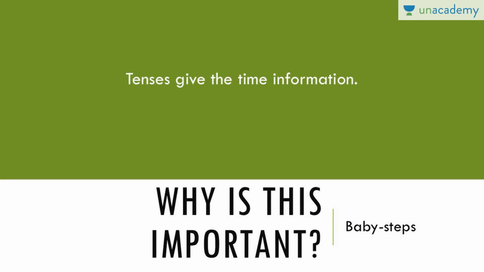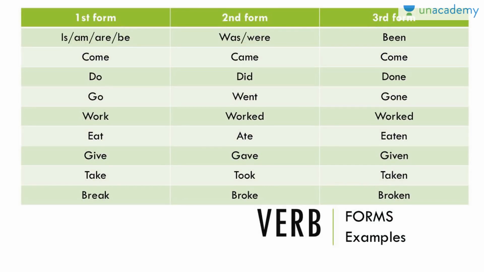Now, why is this important? I think we already know why tenses are important because they give the time information of your sentence. Again, we're back to these verb forms. We've seen these before in lesson 2, I think. The 3 forms of verbs. This time, you should again say it out loud just so that when we apply them, you don't have to think too much which form is which.